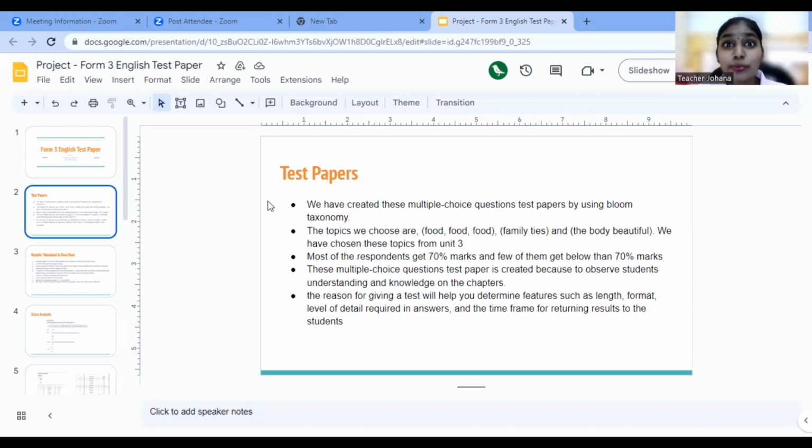As we can see, for example, question 50 is about what the picture is about. The picture is about lipstick, but some of them answered cosmetic. It's not. So that's why they got below 70% marks.